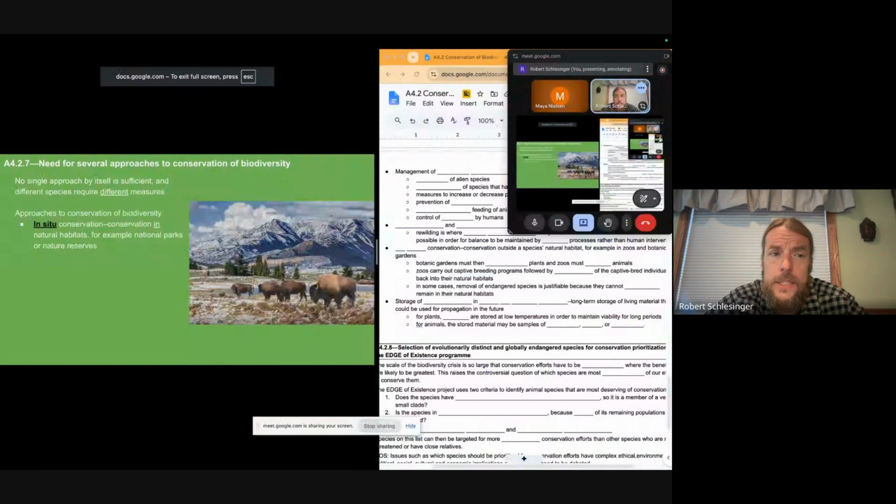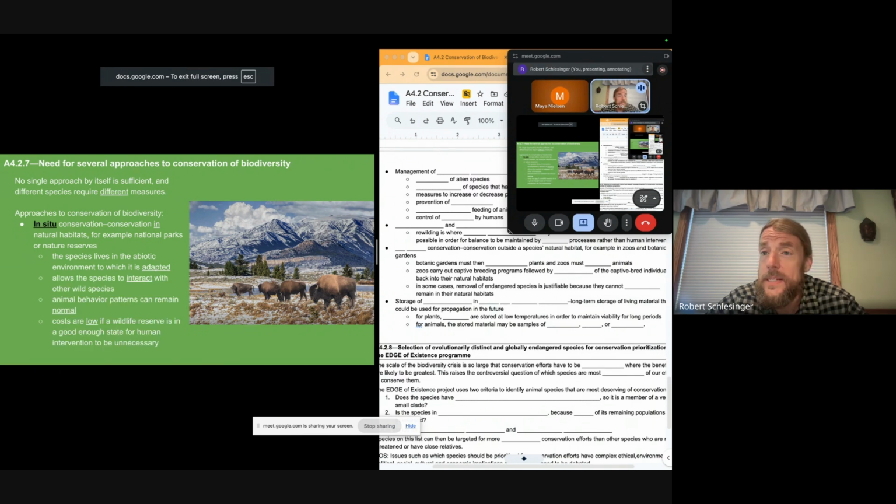So again, in situ is when we're trying to protect the ecosystem, when we're trying to protect the habitat, right? So in America, we've got national parks, we've got state parks, we've got preserves, we've got forest land, but we're trying to prohibit industrialization and urbanization. And this is the best option, right? Let's not mess with the animals. Let's not take them away from their native habitats. Let's keep them where they are, and let's just try to protect their way of life.